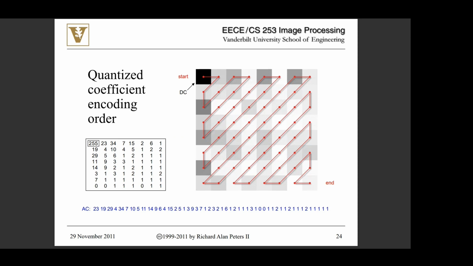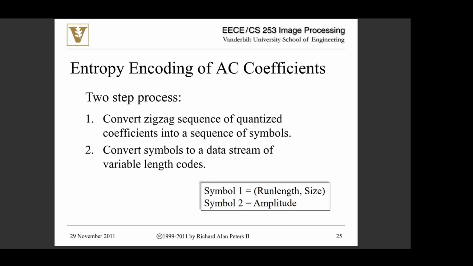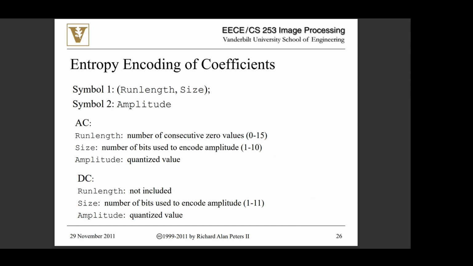Okay, so now we have our zigzag, and now that sequence, that list of numbers, we will convert them to a list of symbols. And the first symbol is always a run length and size, and the second symbol is an amplitude. So we will see what each one of these means.